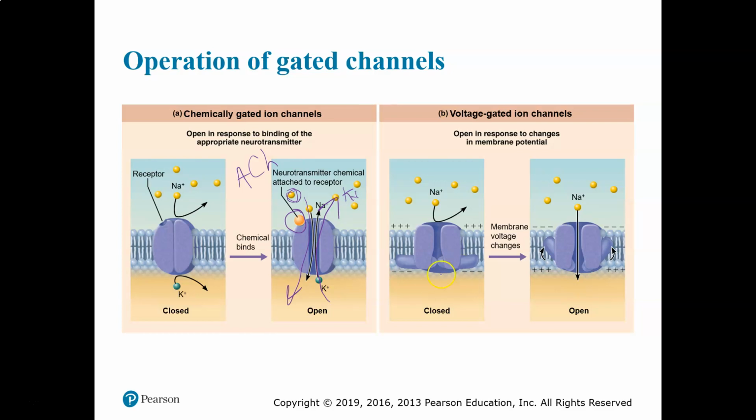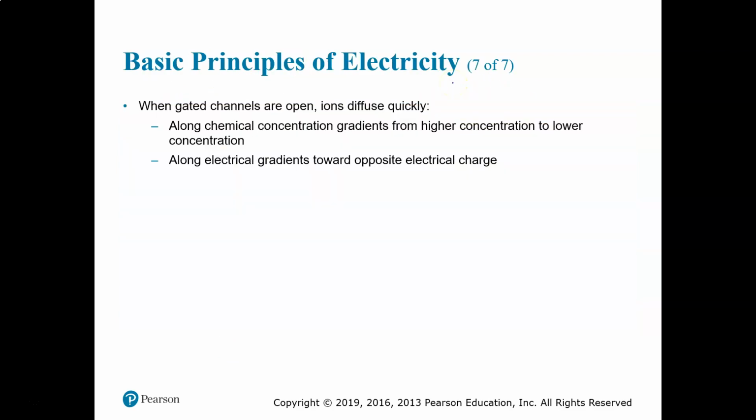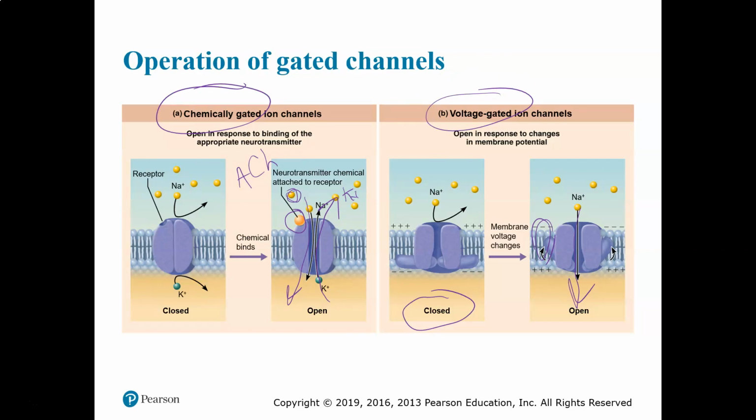Here is an example of a closed sodium channel that, in response to a voltage change along the plasma membrane, somewhere around here, that channel will open and sodium will move in. So a chemical triggers a chemically gated channel, voltage change triggers a voltage gated channel, and something mechanical changes the shape of the channel itself. Something mechanical changes mechanically gated channels.